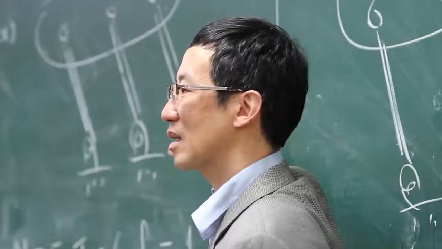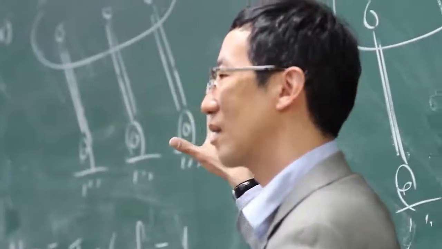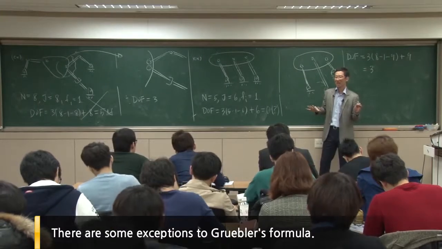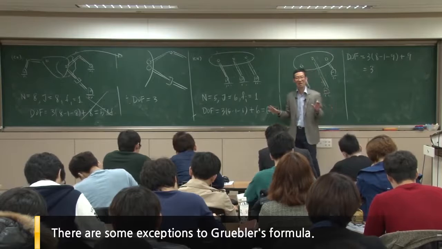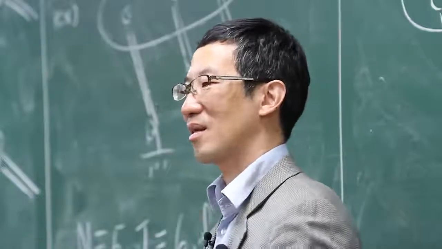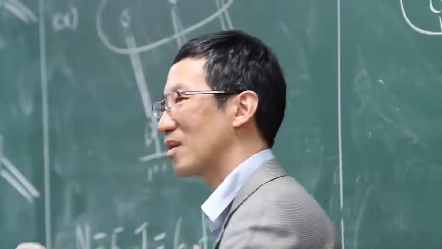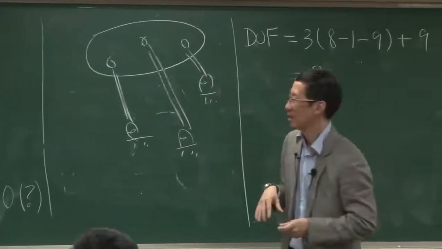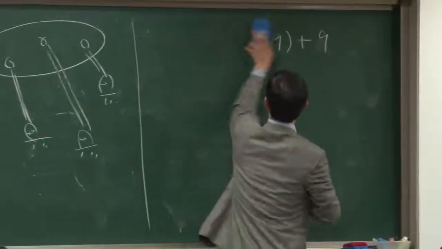So this is kind of a special case. Grubler's formula is mostly correct, but it's not to be completely trusted. It's like, you know, you have friends like that, right? So this is Grubler's formula. You have to sort of be careful. Don't believe it completely. Okay, so here's a good example.